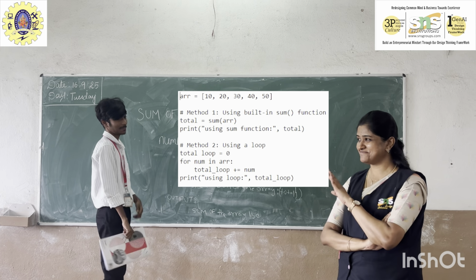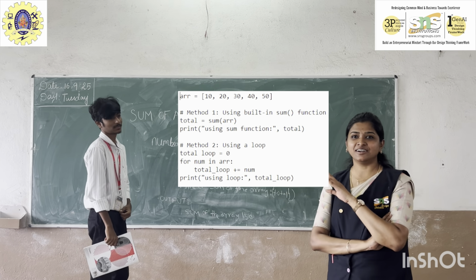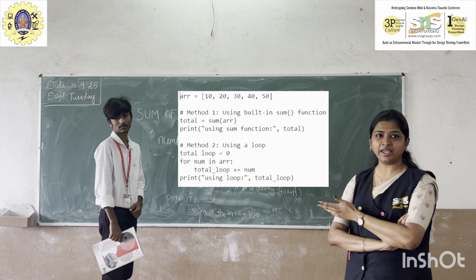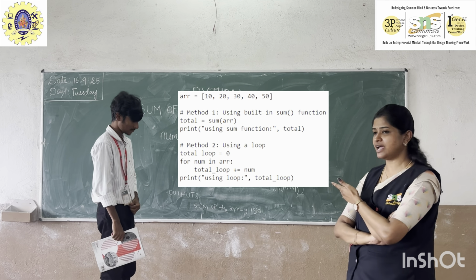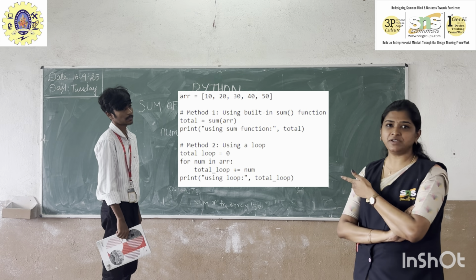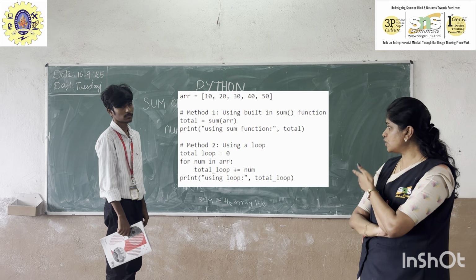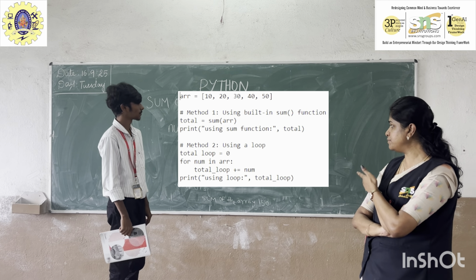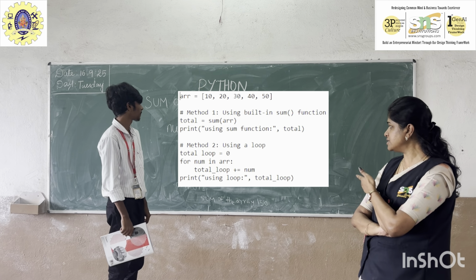So this program is sum of array. Here we have an array called numbers in which we have stored 5 elements. In the total variable we are calling the sum function and sending the numbers. So finally we will get the sum of the array.